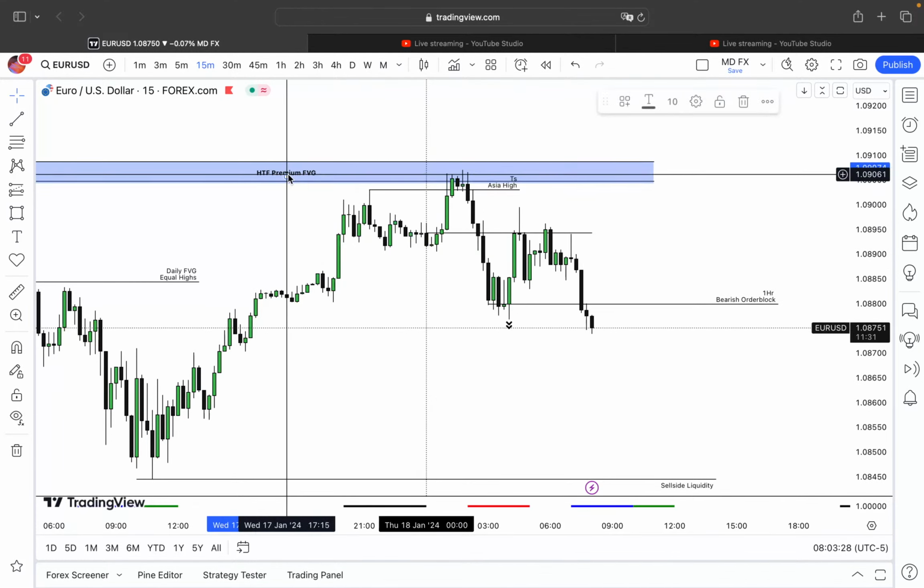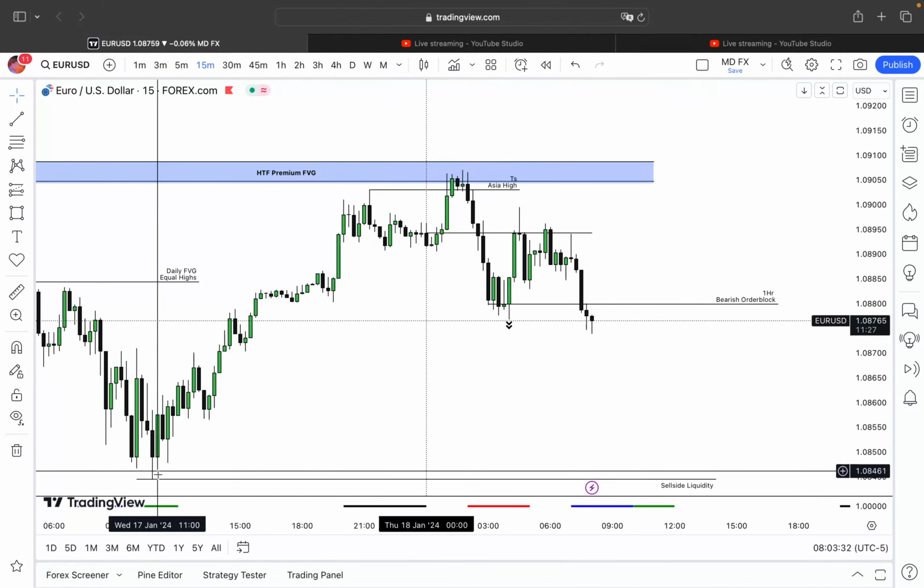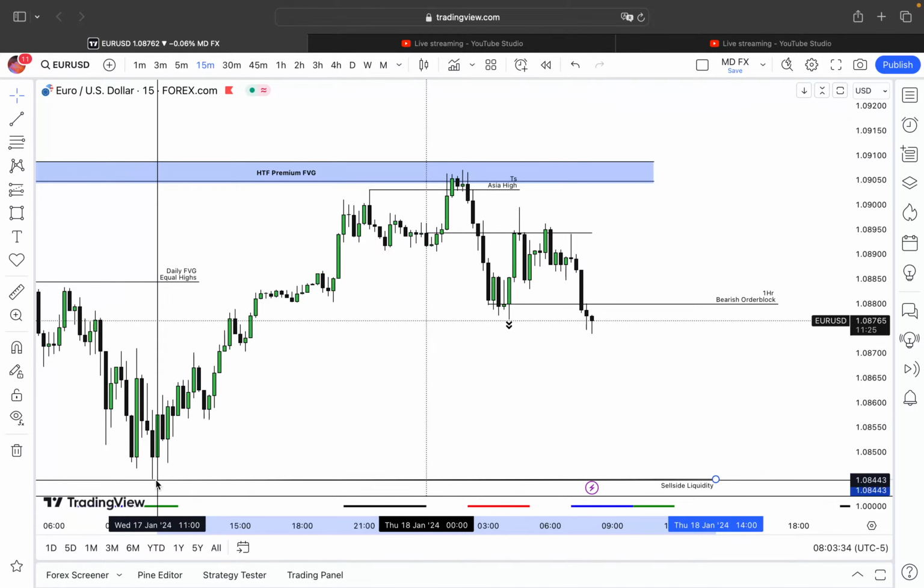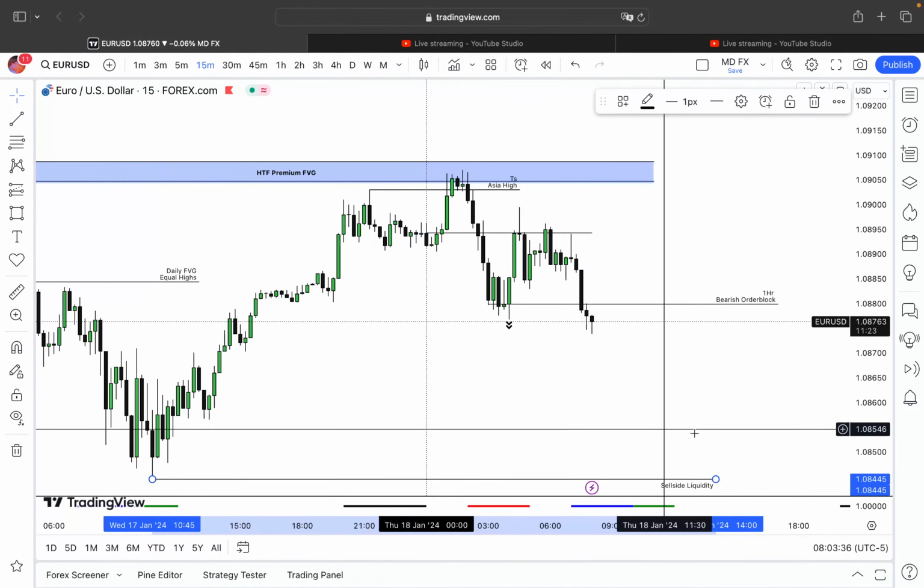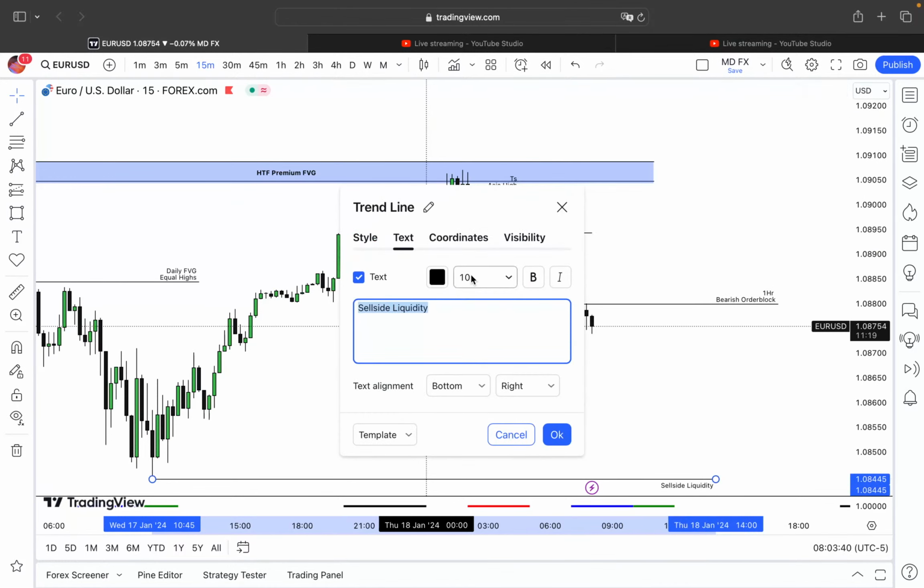So it tagged the higher time frame premium fair value gap. And so this is a classic sell day. And this is the previous day's low. So that's sell side liquidity, slash previous day's low. So I'm going to put sell side liquidity, then previous day low.